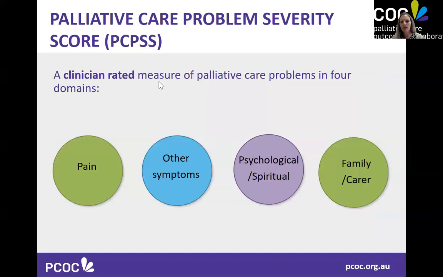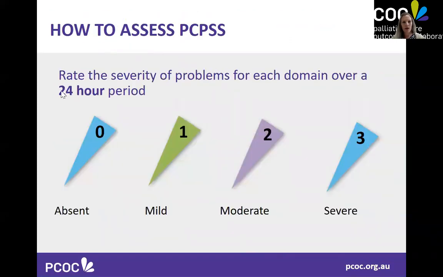It's a clinician-rated measure of palliative care problems across 4 domains: pain, other symptoms, psychological and spiritual, and family and carer. How you use this tool is you rate the severity of problems for each domain over a 24-hour period. So you may like to consider asking the question, how much of a problem has this been for my patient today or since yesterday? There are 4 response options.